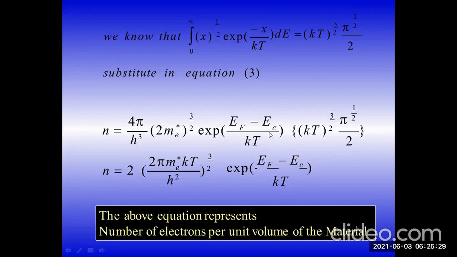So you can see this KT, and EF minus EC by KT. This KT I have taken inside, and root pi is also taken inside. This is the equation which gives the number of electrons per unit volume of the given semiconductor. In the same way, we can calculate the number of holes per unit volume of the given material. This part will be the same. Here this part will change, and instead of EC you will find EV here. EF will also change.